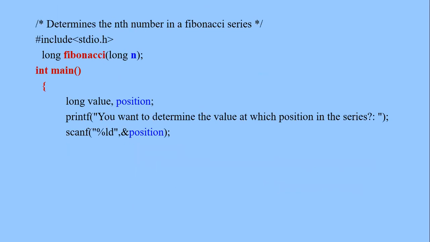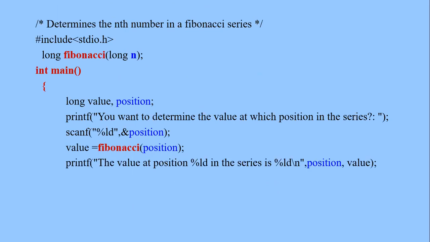So that value will be assigned into the memory location called value. And then the next message to be executed will be this one, which will display the following on the screen. The value at position 6 in the series is, so the content of memory location called position will be displayed where there is percentage LD, which is the data type identifier for long.